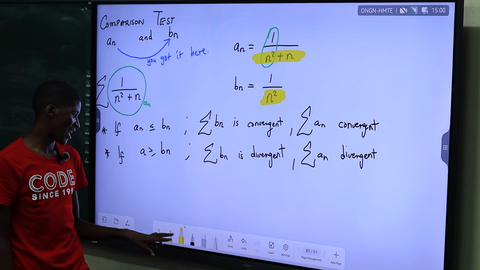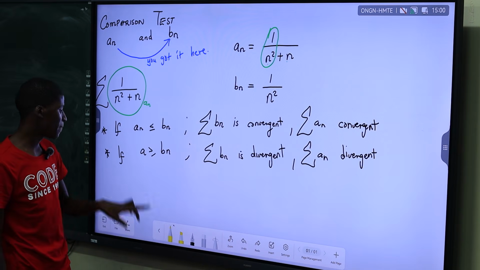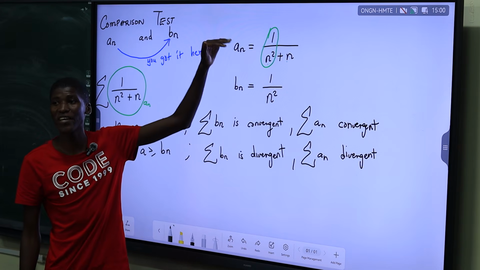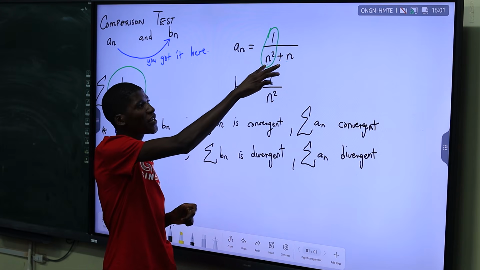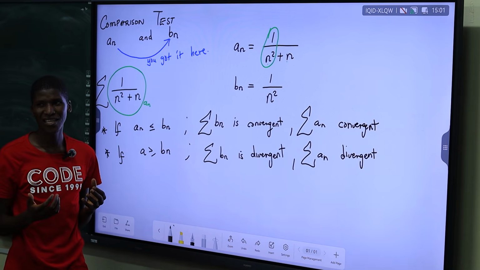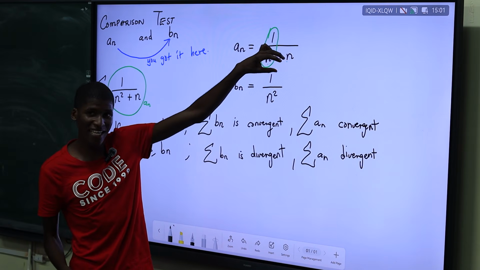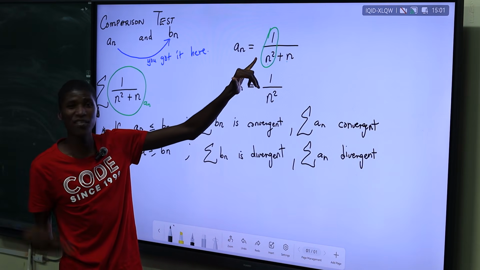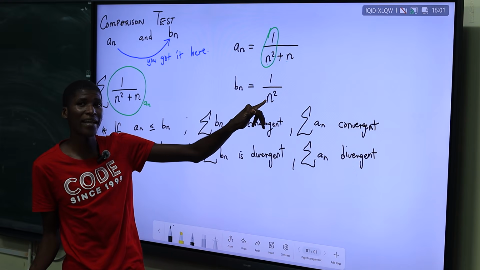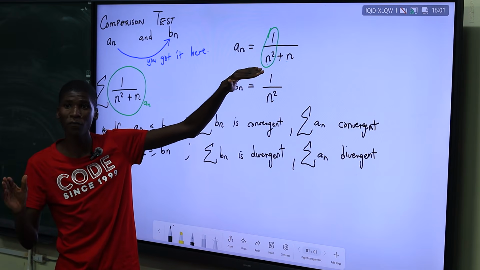Let's look at which one will grow bigger than the other. Let's start with the denominator only, not the entire thing. n squared plus n, when we are comparing it to n squared, which one is bigger? n squared plus n, because this has n added. So if your n is equal to 1, then this is 1 squared plus 1, that's 2. But 1 squared is only 1. So this one will remain bigger for all values of n.